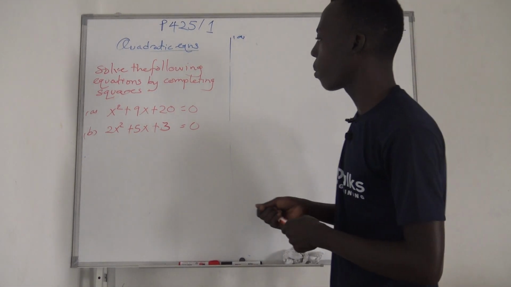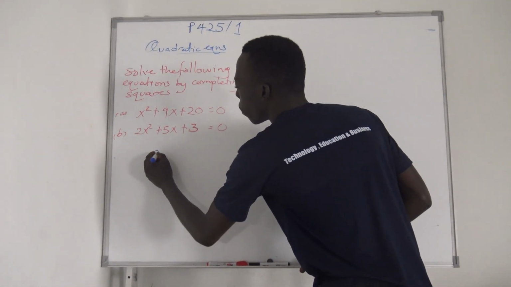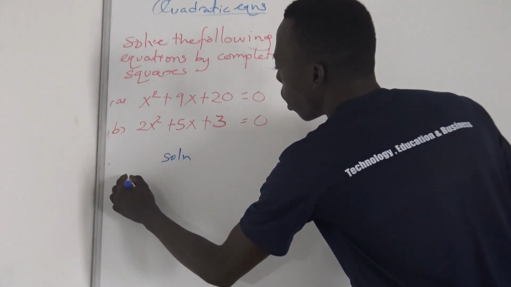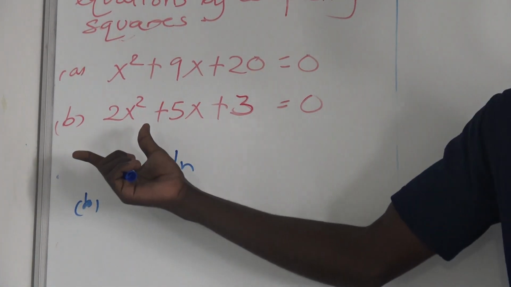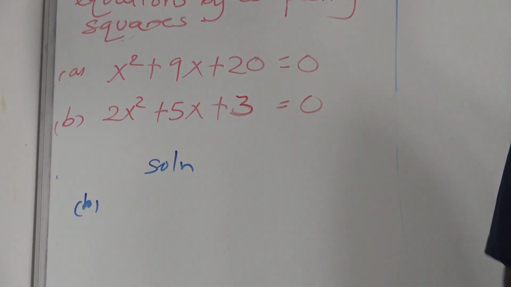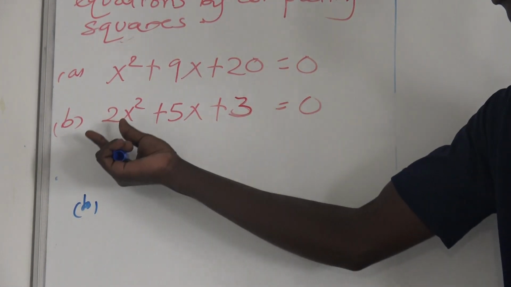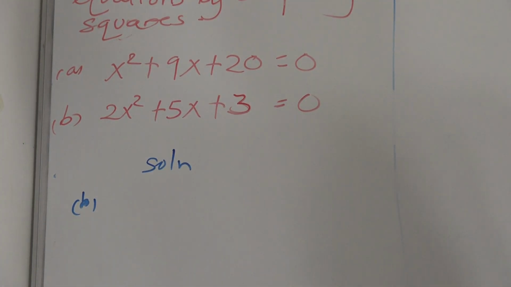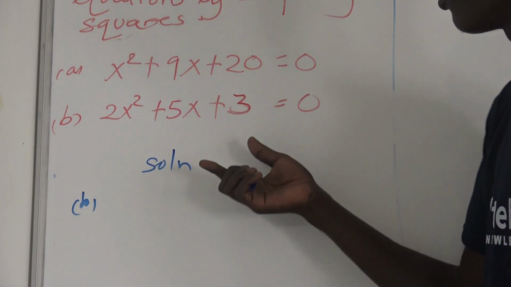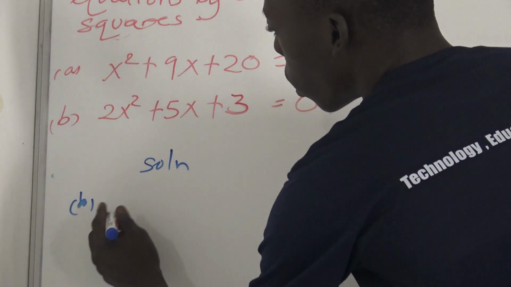Now part B, they are saying that it is this one. So solution for B. Solution for B, they are saying that 2x² + 5x + 3 = 0. So we say that the first check whether here there is a degree of 1. Now for this case, we have 2. So we have to first divide all through by 2 to get it in terms of a degree of 1.